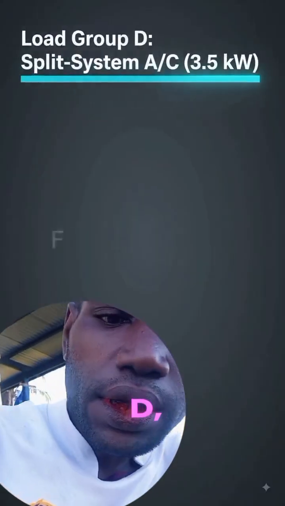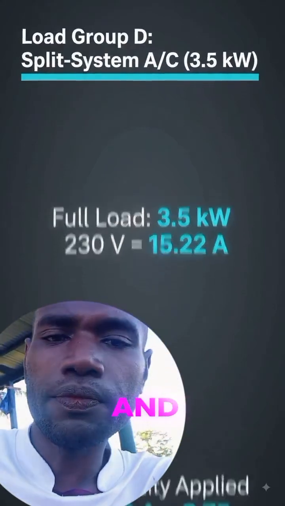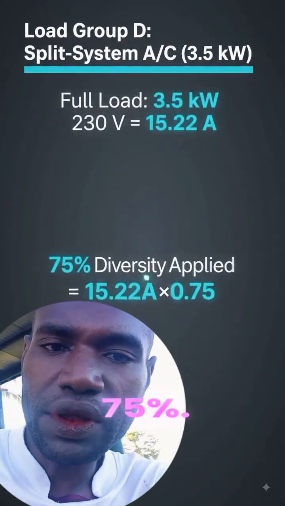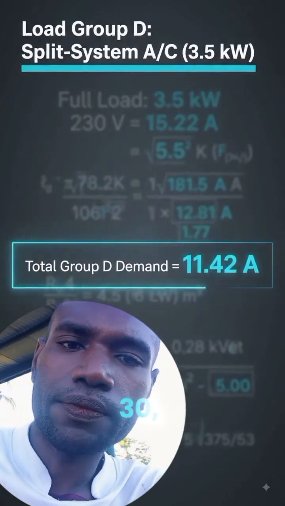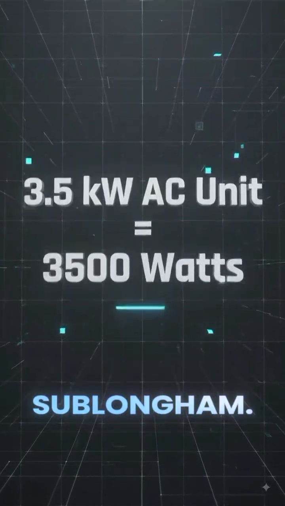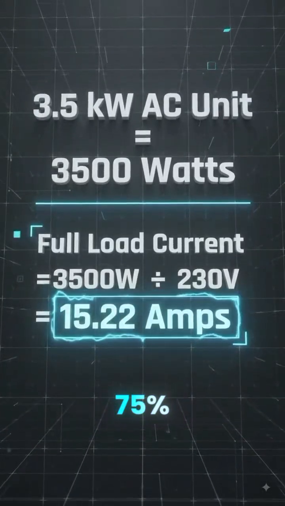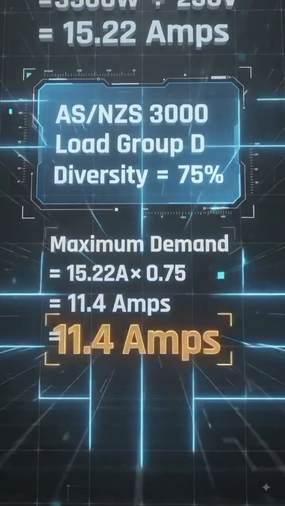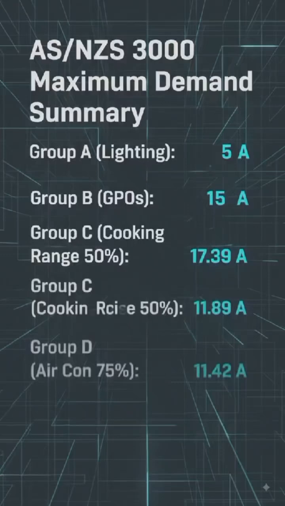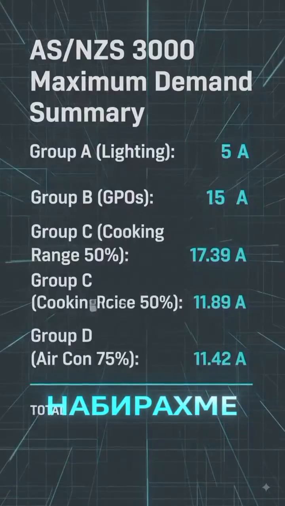Okay, load group D, diversity factor is 75%. So you take 3.5, you divide by 230. Divide 230, you get the amps, now times by 75%. And now you get the demand for load group D. Now you may get all the demand. Now you get the total demand for display.